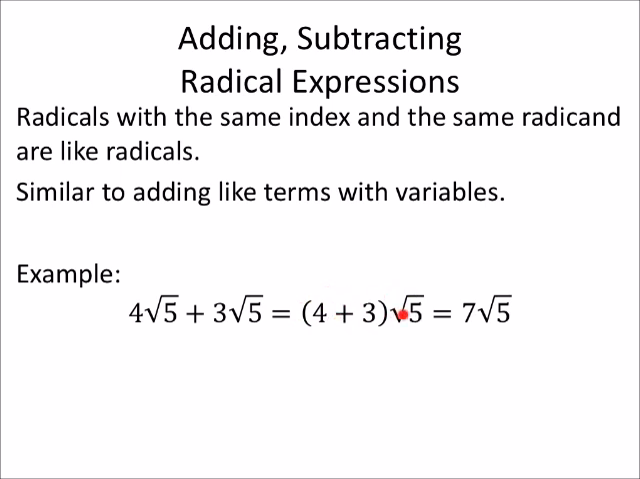Now if we go all the way back to the 1950s, not that everyone took it, this is how we would kind of express this. We're just adding. This tells us we got 4 root 5s, and this tells us we got 3 root 5s. So how many root 5s do we have? Well, 4 plus 3, which would be 7 root 5s.